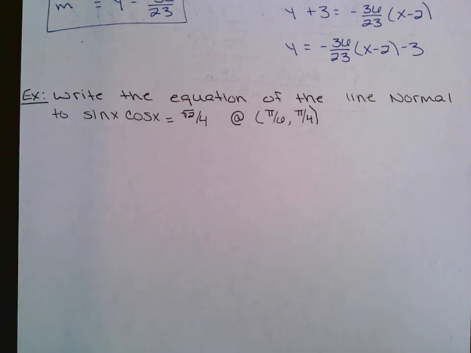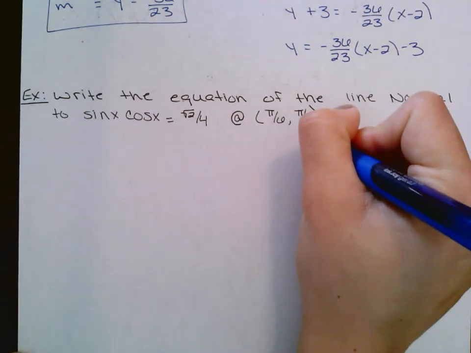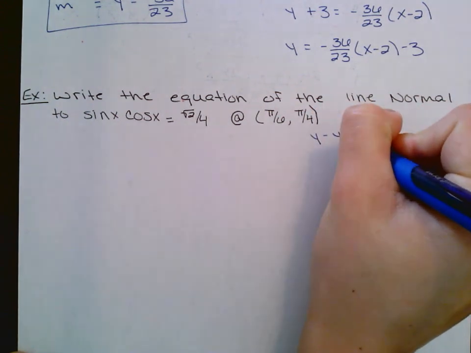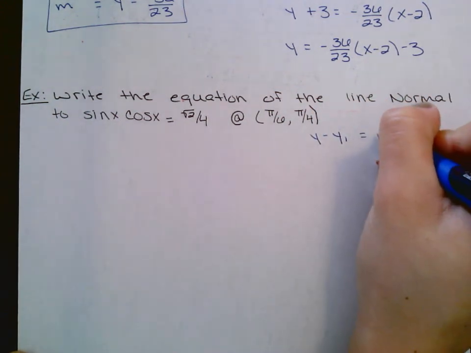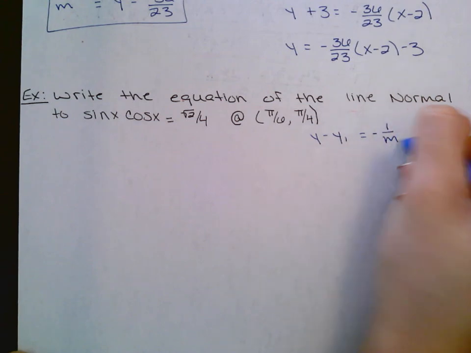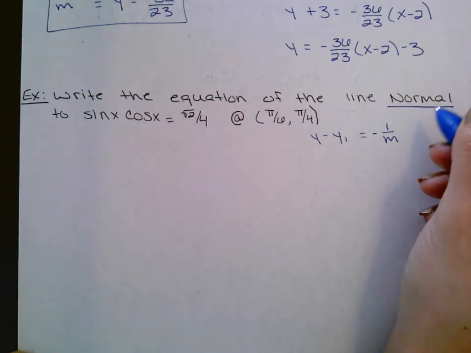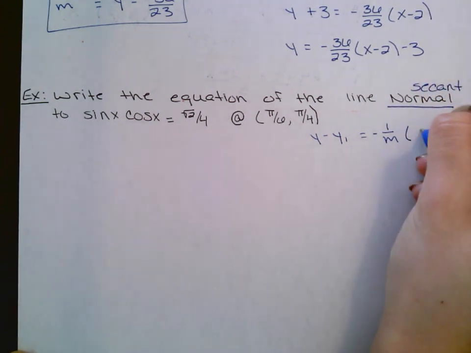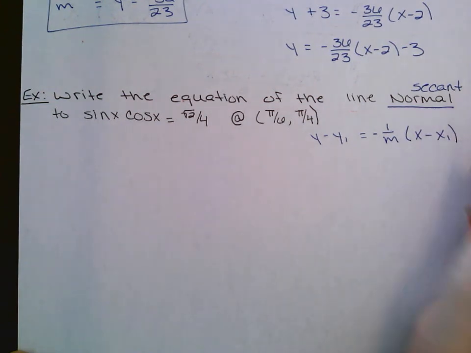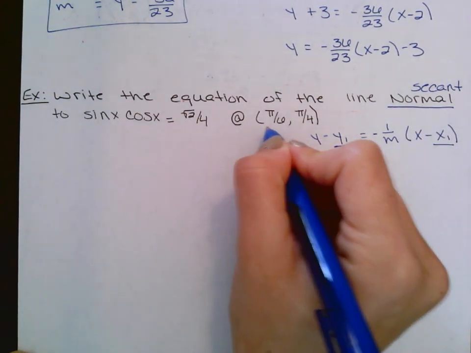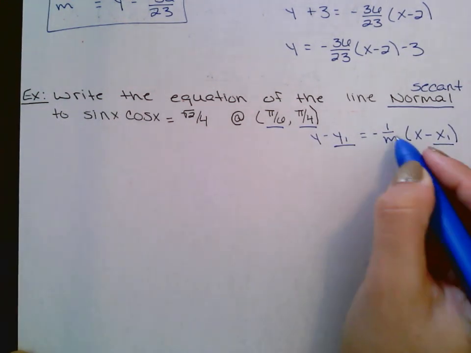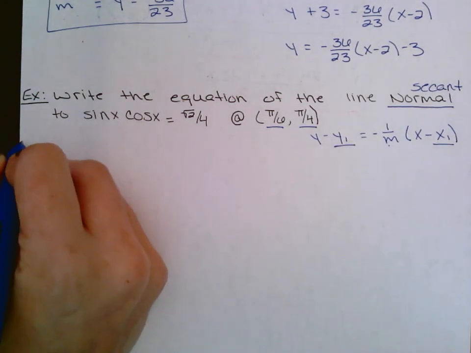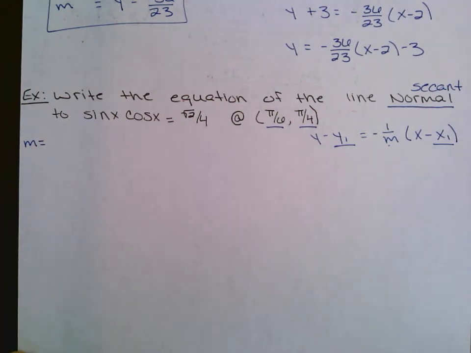Write the equation of the line normal to sine times cosine equals radical 2 over 4 at this ordered pair. So again, I want y minus y1 equals, we're going to do negative 1 over m because it says normal, which is the same thing as saying perpendicular. It's one of those synonyms, times x minus x1. Remember, we have our y1 and our x1 right here. And now I have to take a moment to find m. So m is my derivative, okay?